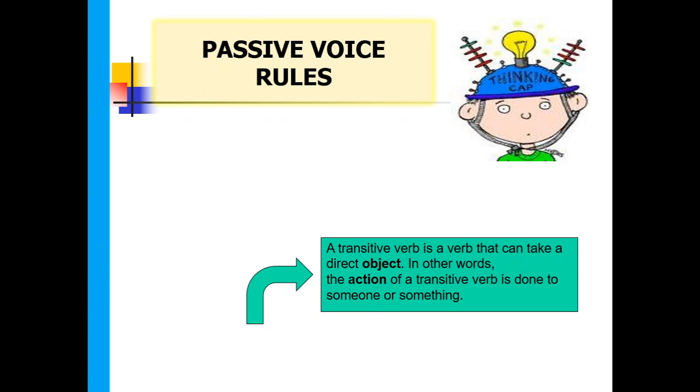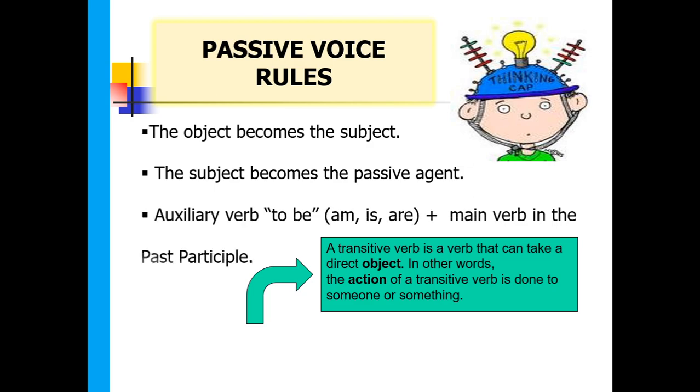Now, let's focus on some of the passive voice rules. The object, as we already said, becomes the subject. The subject becomes the passive agent. Auxiliary verb to be, am, is, are, plus the main verb in the past participle. And only transitive verbs can form passive.